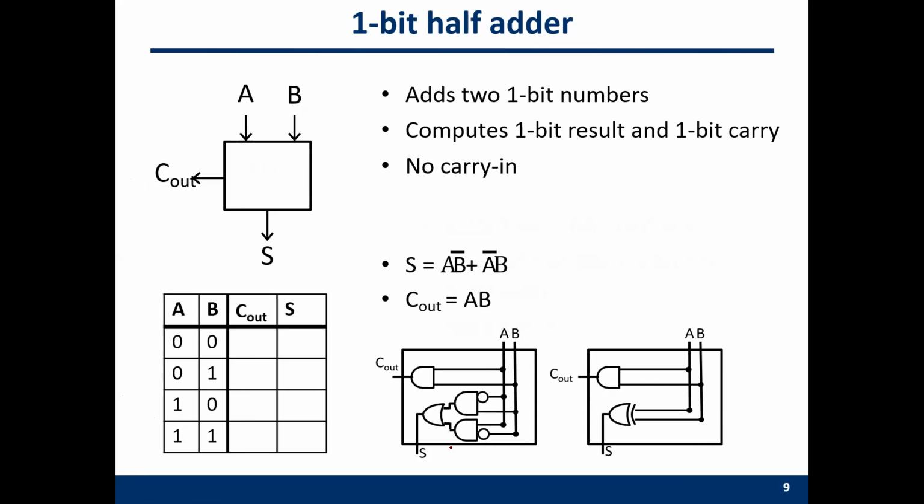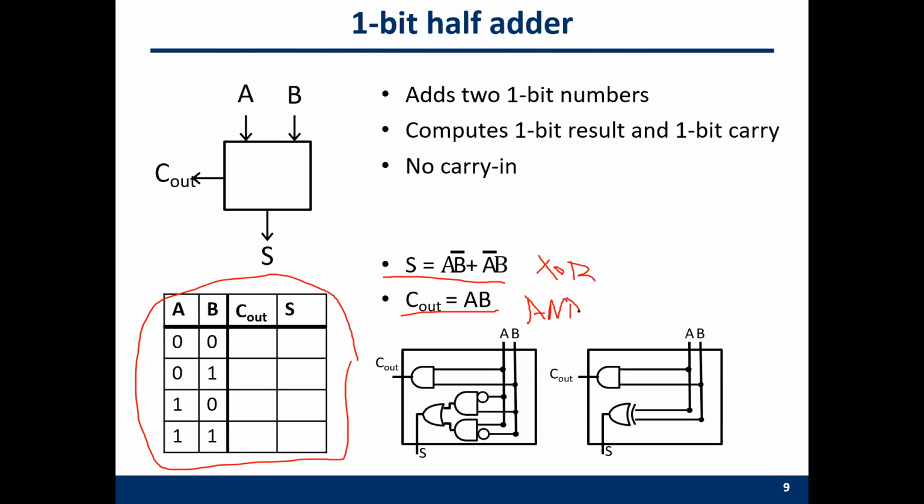And we can use the canonical form and use the K-map to do the simplification for this truth table. Eventually, we can get the Boolean algebra equations for the sum and the carry out like this. This is an XOR operation. This is an AND operation. We can use some gates to implement the sum and the carry out like this.